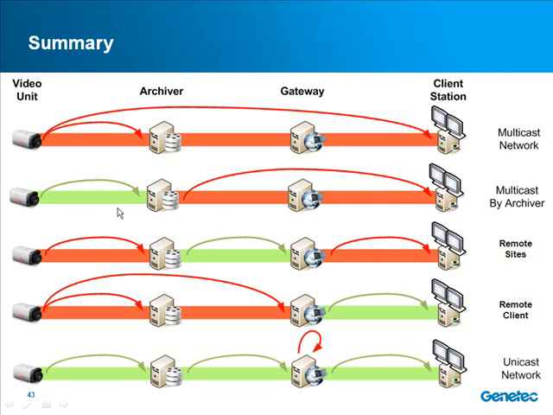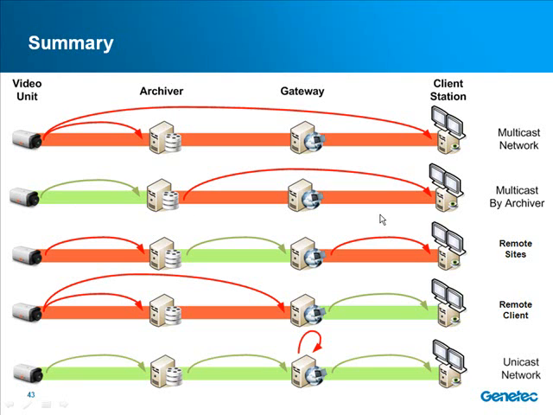One important step to check is the archiver service setup in the server admin, to make sure that the NIC selected for the archiver service is on the multicast network and the services are using the NIC for the unicast network. In this case, our archiver is doing the video redirection from the video units right to the client applications.